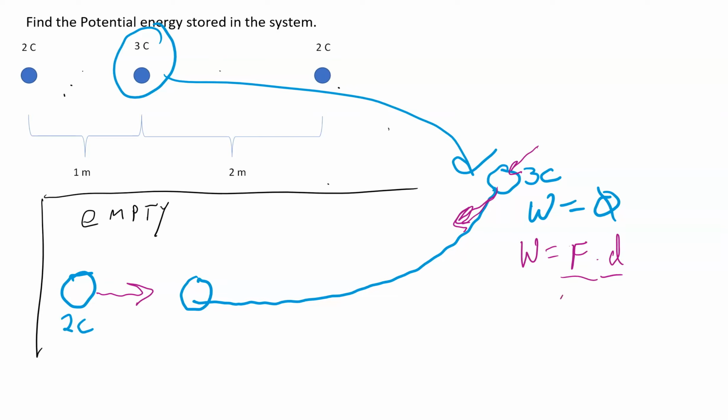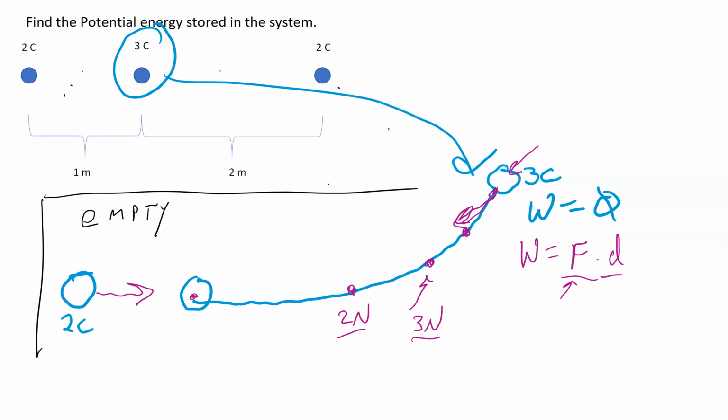The issue with doing it this way is that the force on this charge keeps changing when it's at different locations. So the force here, I'm just making up a number, might be 3 newtons, and the force here is 2 newtons. Which number do I use? It's kind of a pain. If we had a calculus-based class, we'd use an integral and it wouldn't be a big deal, but we don't have integrals in this class.